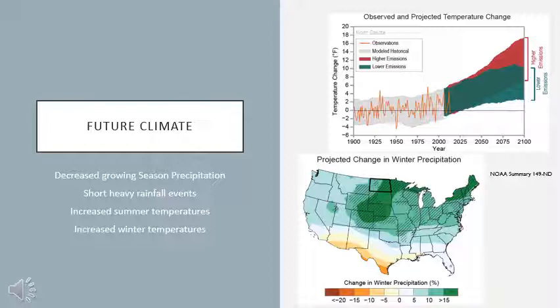Some expected climate changes are decreased growing season precipitation, which will encourage a lack of photosynthesis and tolerance for additional health challenges, or short, heavy rainfall events causing pooling, drowning, or accelerated runoff from slow water infiltration rates in fine-textured soils. Also increased summer temperatures, which will increase the rates of transpiration and atmospheric demand for moisture, as well as increased winter temperatures, which can cause transpirational water loss in conifers, leading to a higher instance of winter burn or foliar injuries.